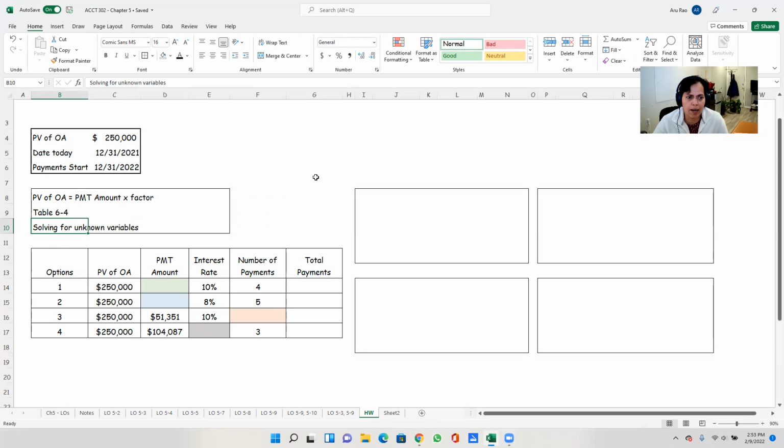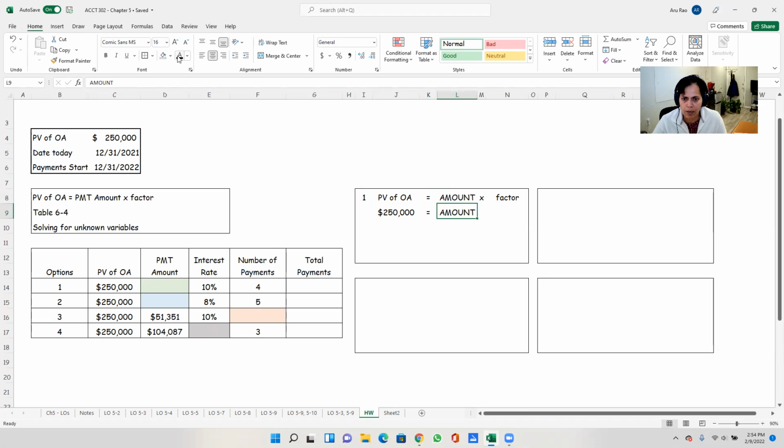And we're looking at a simple situation of solving for the unknown variable. Three variables: present value of ordinary annuity equals payment times factor. So let's see what's given and what's not given. I'll start out over here. This is the first one. Present value of ordinary annuity equals amount times factor. Okay, so what do I know over here? I know this number.